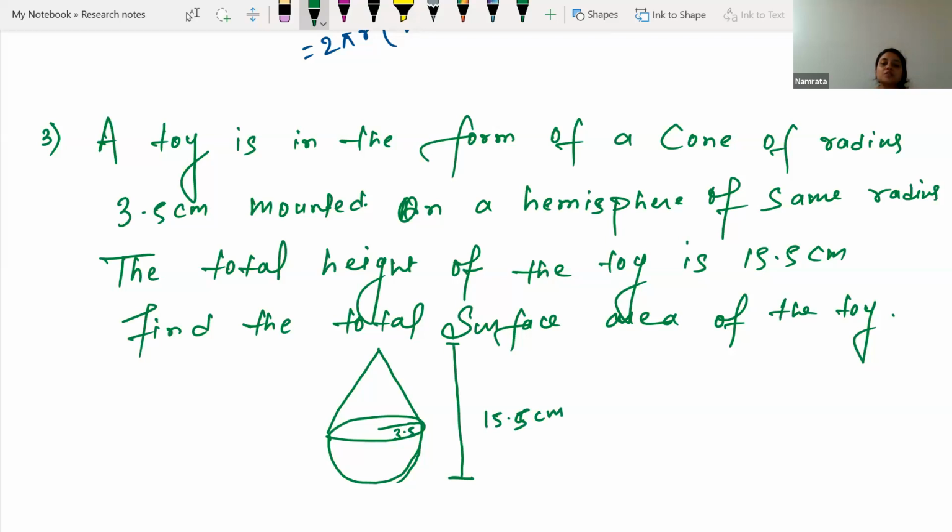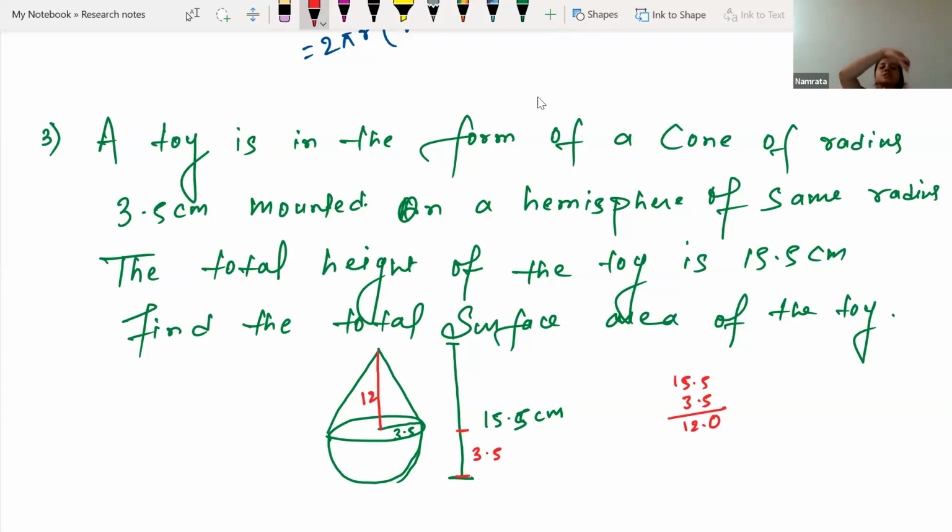Does it look like the previous question, where we were able to take out the height of the cone just with the help of the radius? Yes. So easily from 15.5, if you take out 3.5, you will end up having the height of this cone. So 15.5 minus 3.5 will be 12. So 12 centimeter is the height of the cone only. Find the total surface area of the toy.